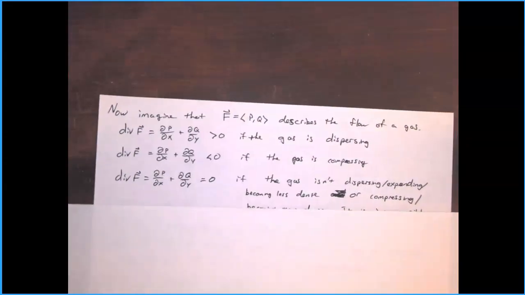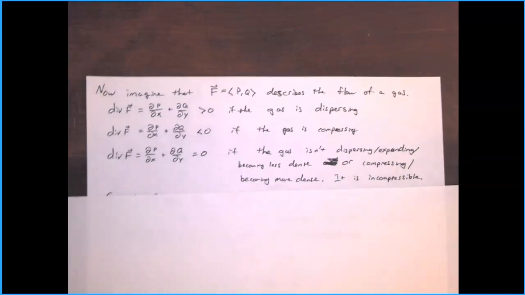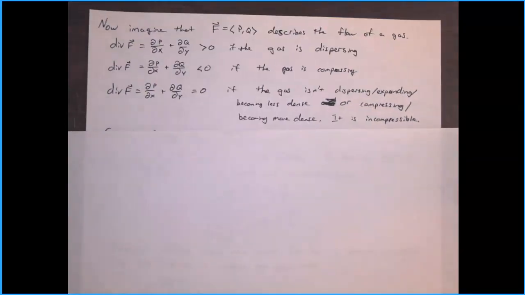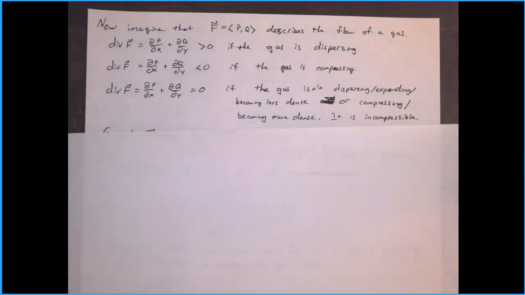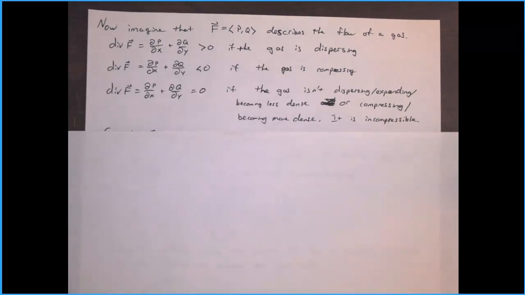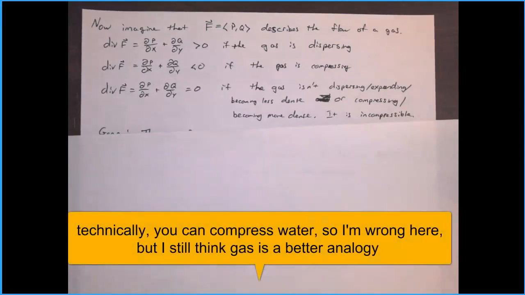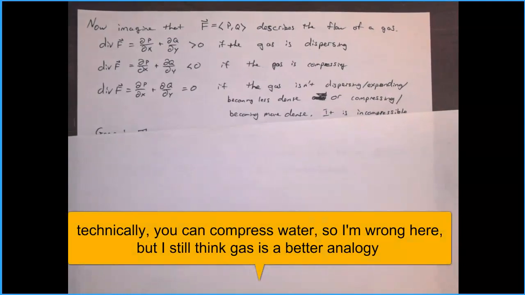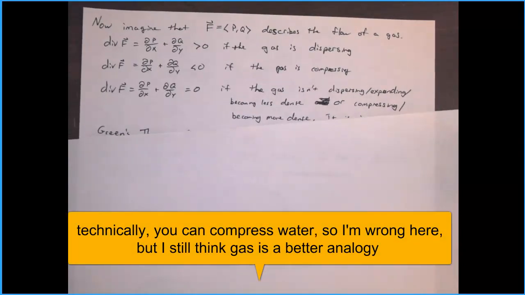For divergence, one way to think about this is to think that this vector field describes the flow of some gas. You could also think of a fluid, but fluids tend to be, at least water is what I tend to think of, as incompressible. So it might be easier to think of a gas.